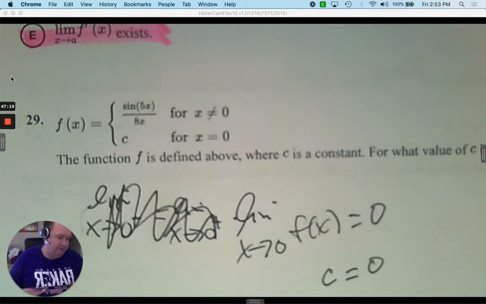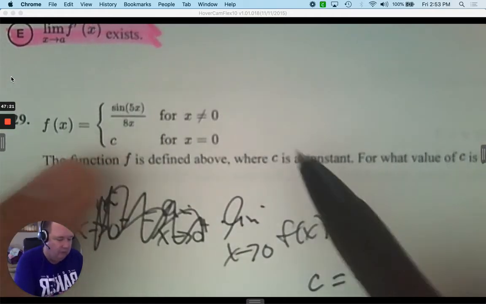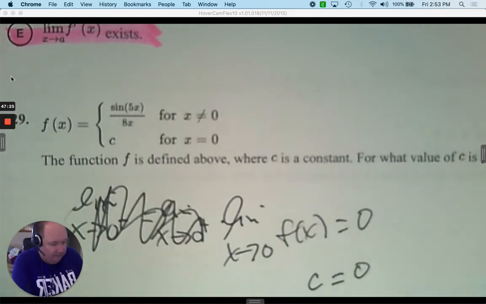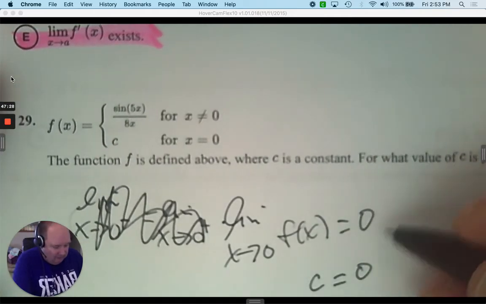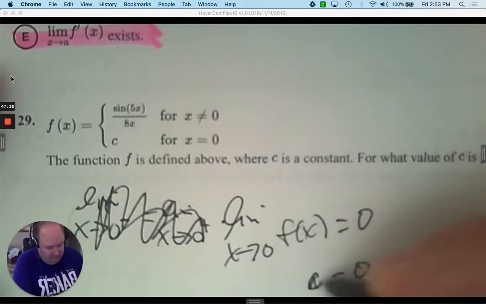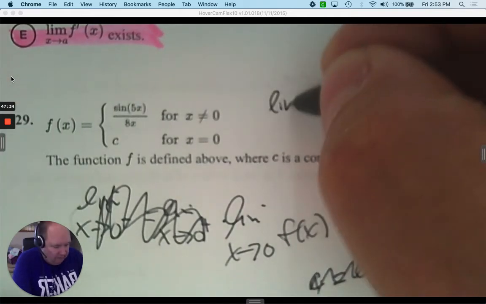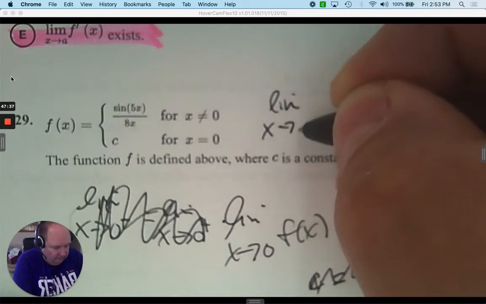Oh, wait a second. Let me look at it again. So when I look at the limit at 0, it's actually indeterminate. So what do you do when it's indeterminate? You're going to do L'Hopital's rule when it's indeterminate.